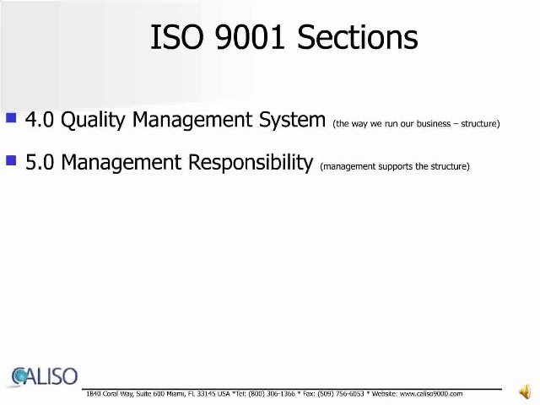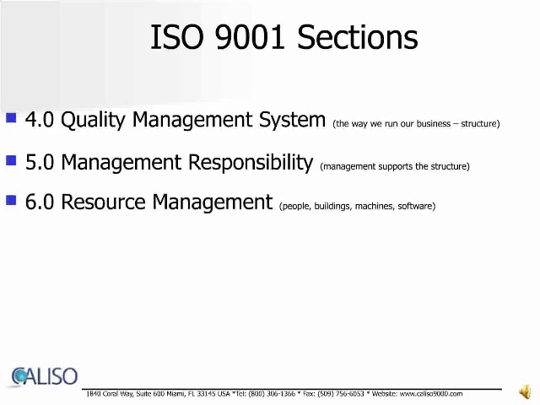Section 5 is titled Management Responsibility, and this section of the standard defines the requirements for top management to actively participate in the development and implementation of quality objectives and the overall quality plan.